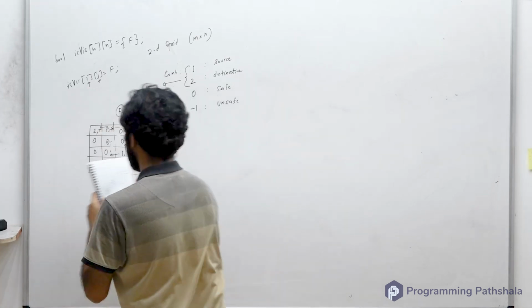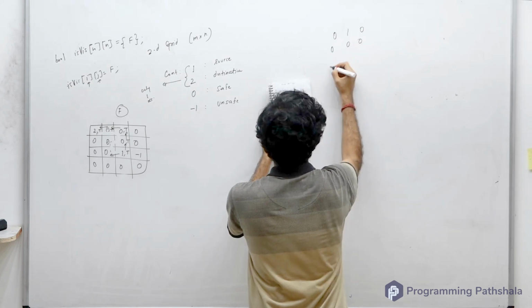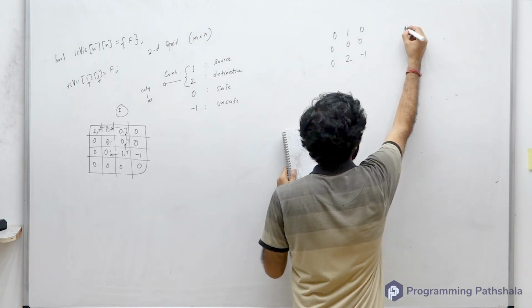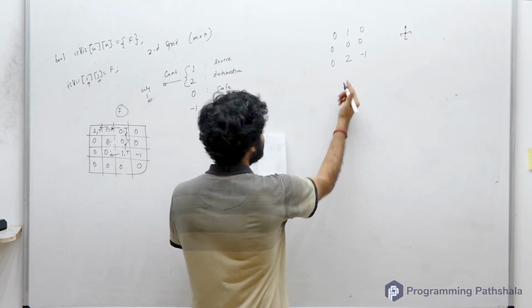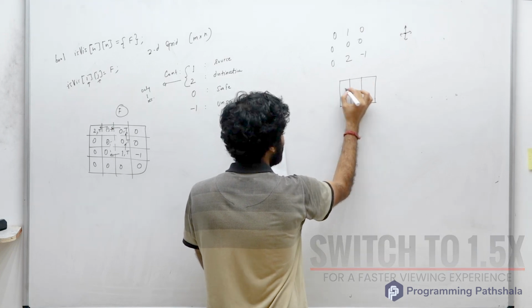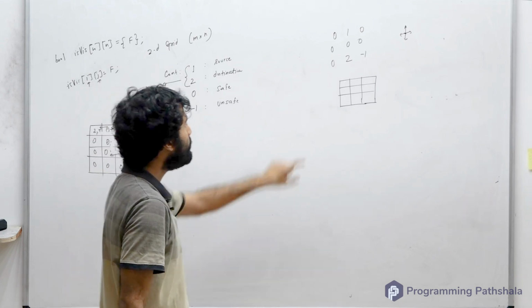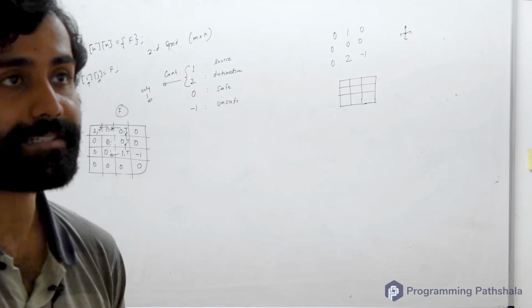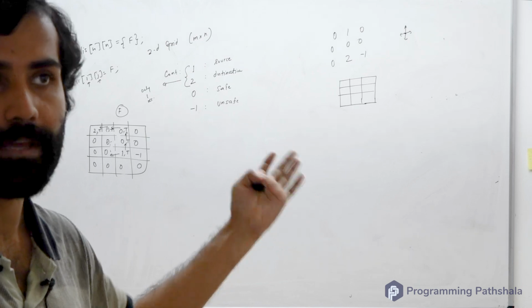Let's say my 2D matrix looks something like this: 0, 1, 0, and then 0, 0, 0, and then 0, 2, minus 1. If I am somewhere, I can move in these 4 directions. So how will I start my journey? Let's say this is my is-visited matrix, and whenever I visit a cell, I mark that cell as visited. Tell me, from where would you want to start your journey? Here your source is not always at 0, 0, is it? Here you have to determine where your source is, and you can very easily do that, right?